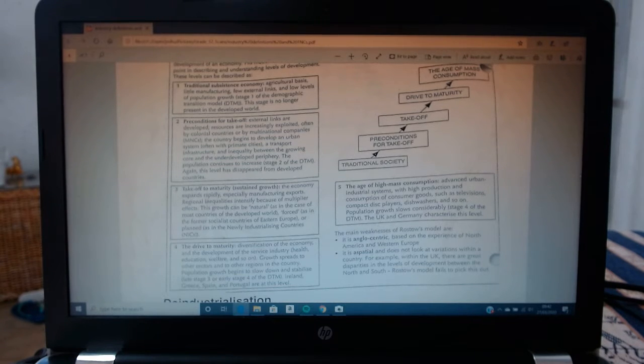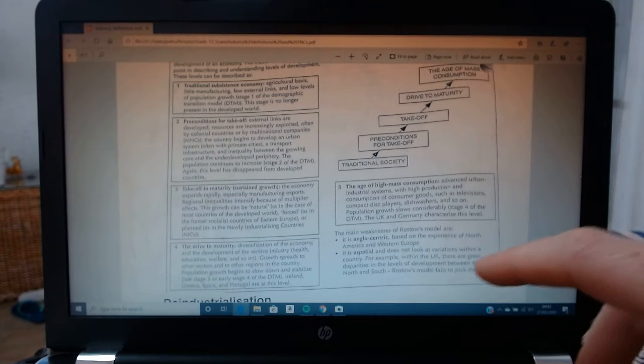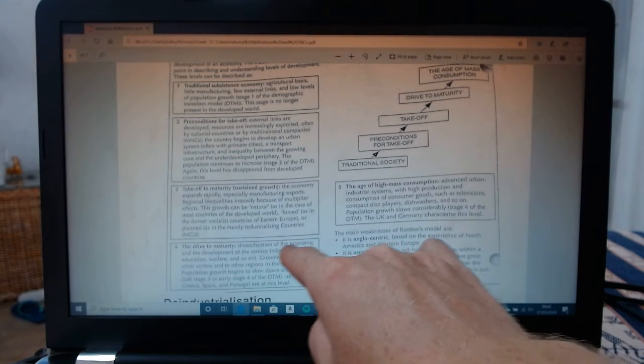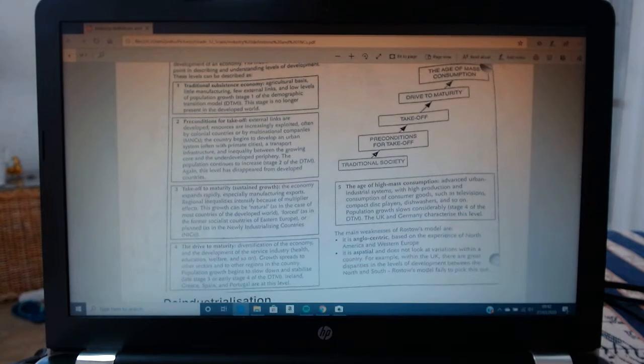Now, the drive to maturity. Okay, what's a key word in here is diversification of the economy. Now, you want to draw a little line out. The diversification of an economy means to have people working in lots of different jobs. All right, so your economy isn't based on just one product, selling just one thing. You've got people working in farming and mining, you've got people working in factories, you've got people working in technology and retail and mechanics and all these different things. So if one sector decreases, the whole place doesn't collapse. Okay.